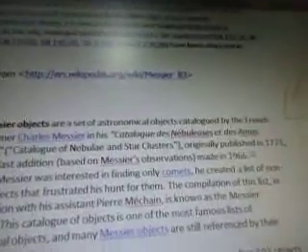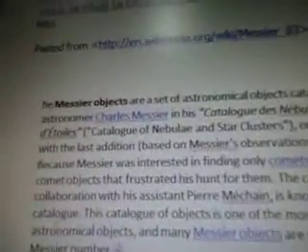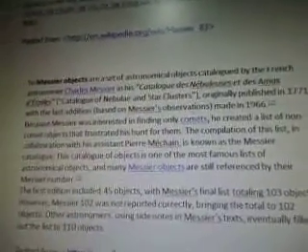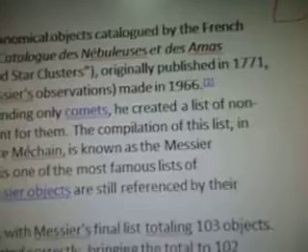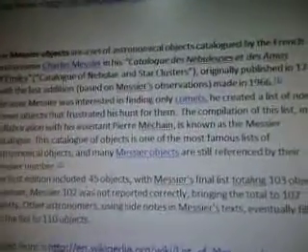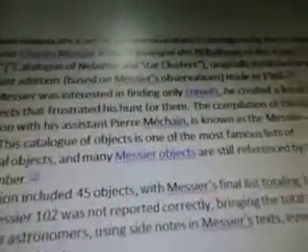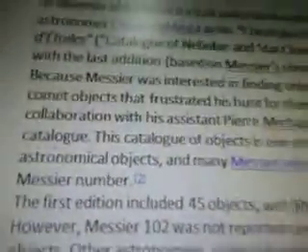Messier's objects are the set of astronomical objects catalogued by the French astronomer Charles Messier in his Catalogue des Nébuleuses et des Amas d'Étoiles, Catalogue of Nebulae and Star Clusters. It was originally published in 1771, with the last edition based on Messier's observations made in 1966. Because Messier was interested in finding only comets, he created a list of non-comet objects that frustrated his hunt for them. The compilation of this list in collaboration with his assistant, Pierre Méchain, there's the answer to that question. Yeah, they did know each other and they did work together. It is known as the Messier Catalogue.